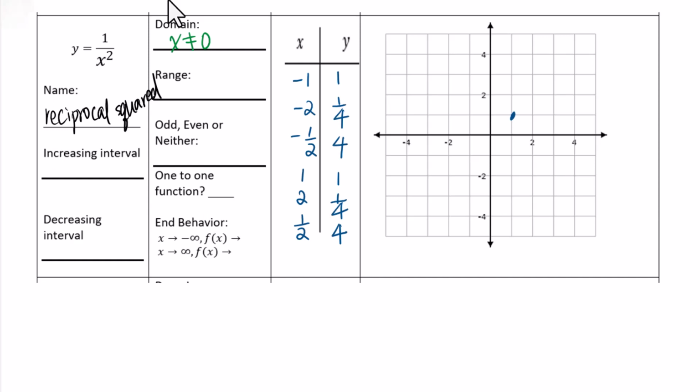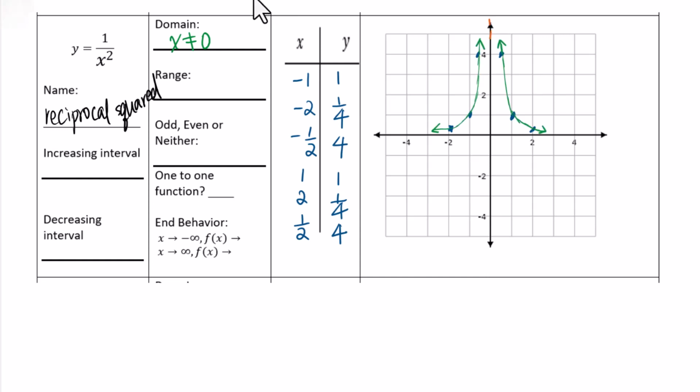1, 1; 2, 1 over 4; 1/2, 4; negative 1, 1; negative 2, positive 1 over 4; negative 1/2, 4. Then connect these points smoothly.